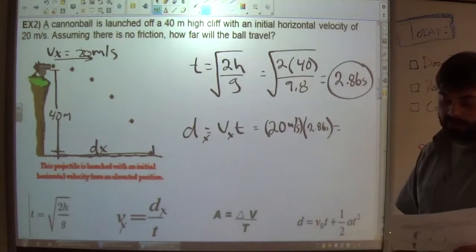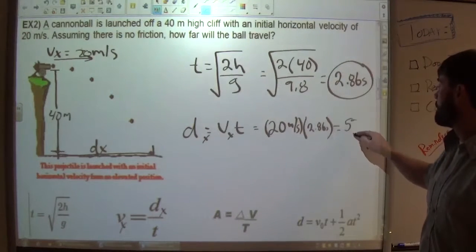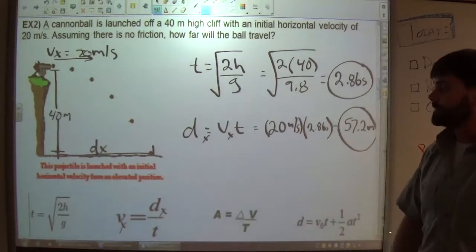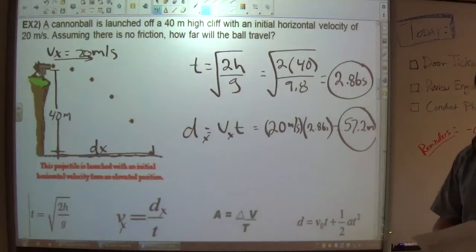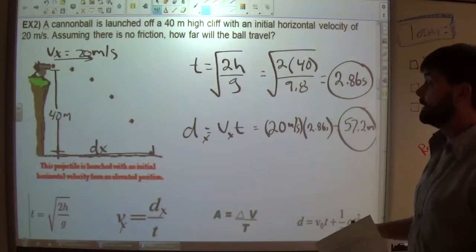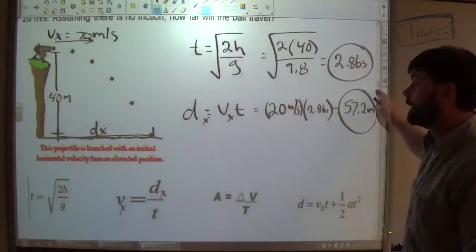So if we multiply it all out, it gives us 57.2 meters, which would actually be the range of this projectile. So that would be one way you could figure out how far horizontally the object is going to travel based upon that height given.